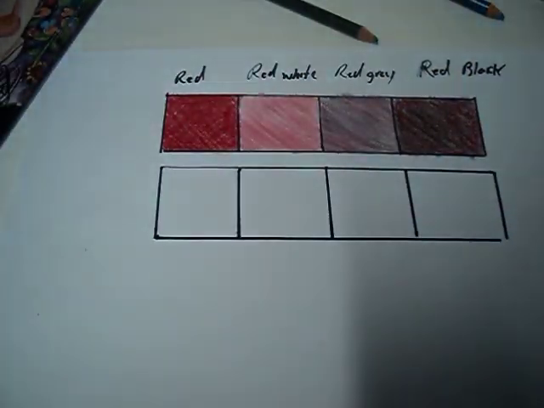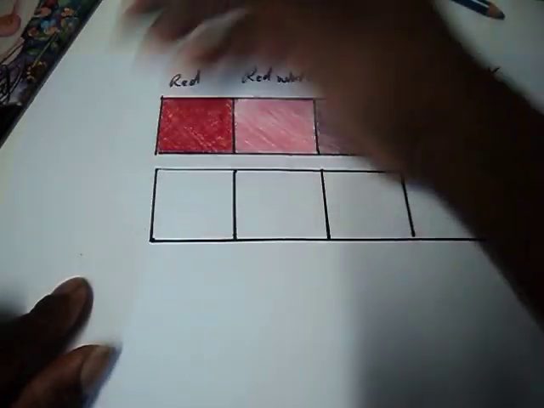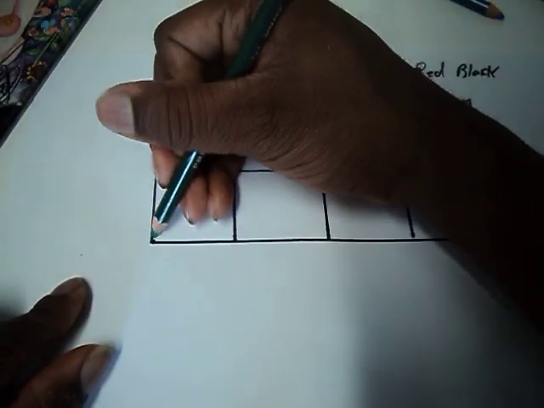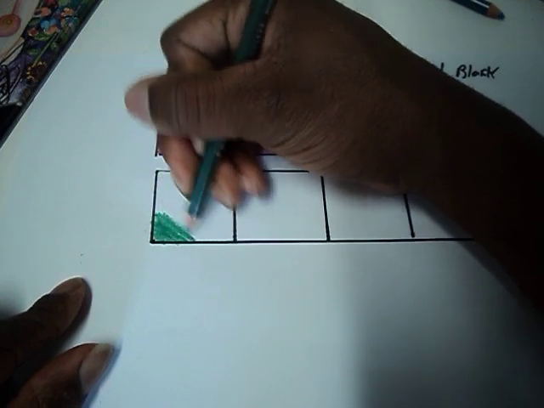Okay, so we're going to use green. So it's going to do the same thing. We're going to put green down in this box. And I'm going to rush through this one a lot faster.